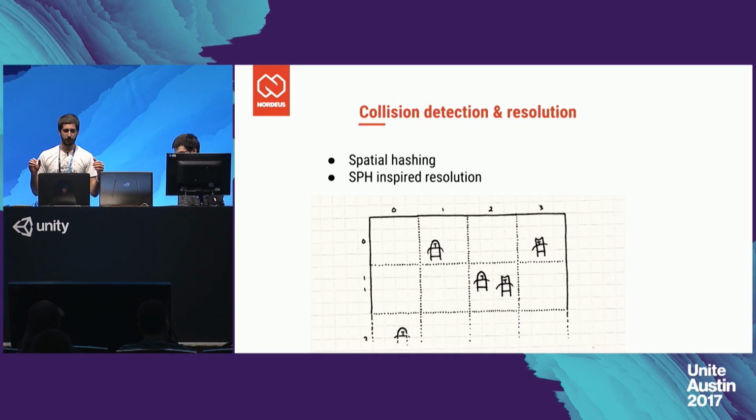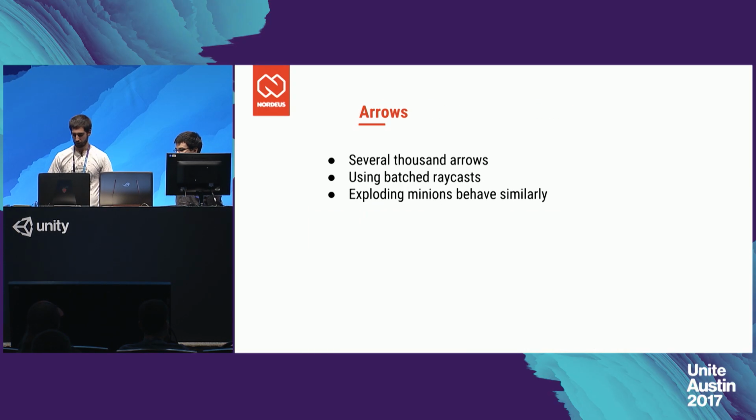Then we have to kill off those units somehow. And there are two ways to kill a unit, by sword or by an arrow. We have several thousand arrows on the screen at any given time, and we use the new batched raycast API from Unity. Basically, you can query a batch of raycasts and execute them in parallel.